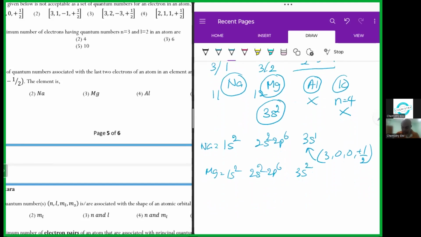Right? So this is 3, 0, 0, plus half. There is another electron that is 3, 0, 0, minus half. So 3s has two electrons, which means this surely belongs to 3s2. That means second group. Third period, second group is magnesium. So the answer is magnesium here.